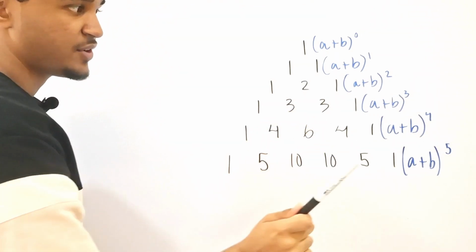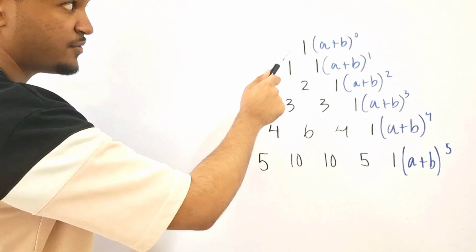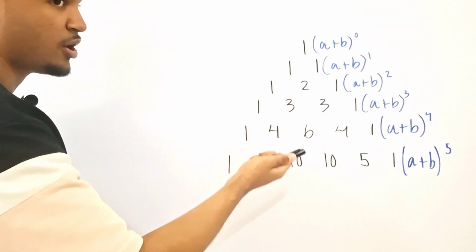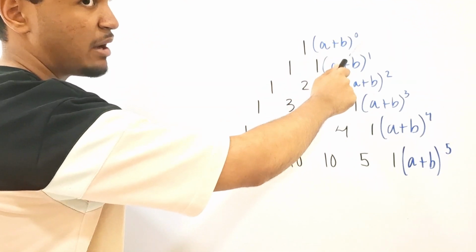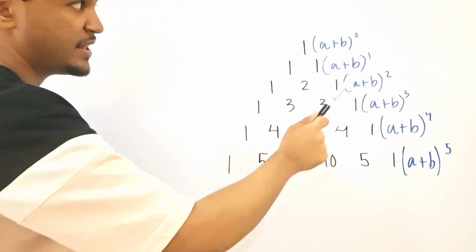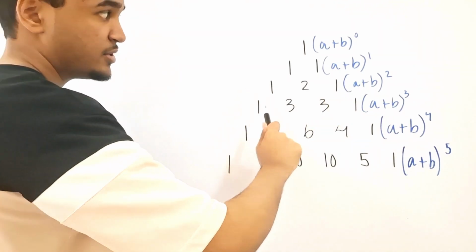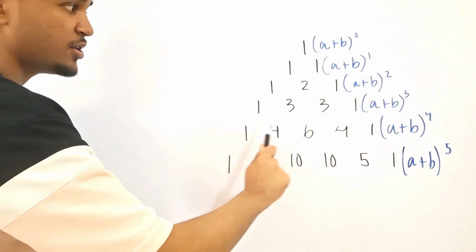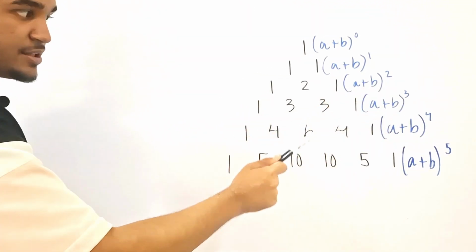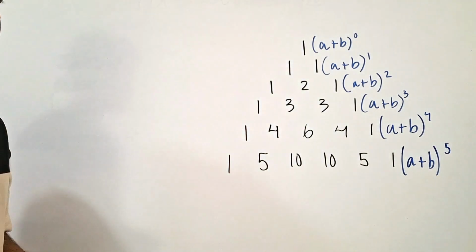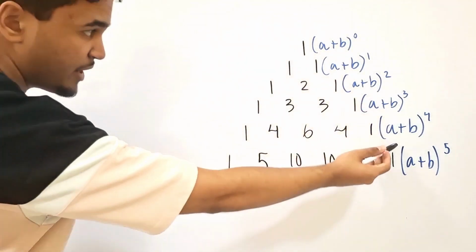As you can see, you can notice the pattern that the first row, or you could call it the 0th row because the power is 0, is 1. Then the first row is to the power of 1, the second row is to the power of 2, the third row is to the power of 3, and so on. Now, how do we use this to expand these brackets?